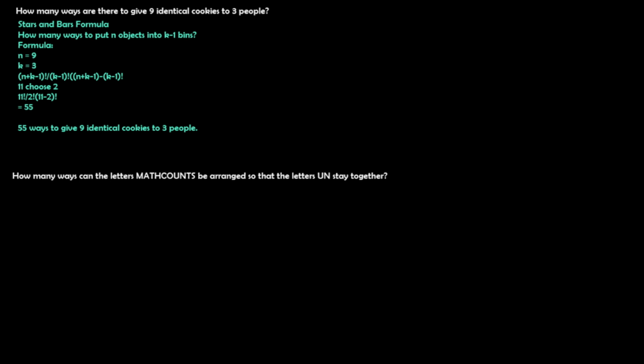So the next problem is, how many ways can the letters of Mathcounts be arranged so that the letters UN stay together? So this is a simple combinatorics problem where we treat UN as one object. So if we count the total number of objects, it would be 9 objects, because M, A, T, H, C, O, UN, T, and S.